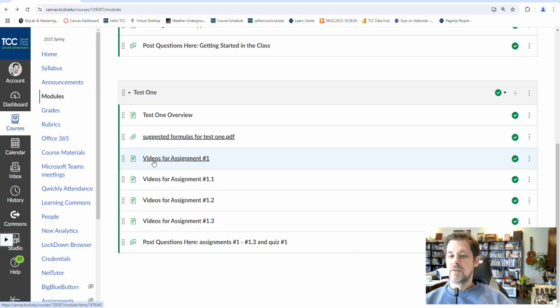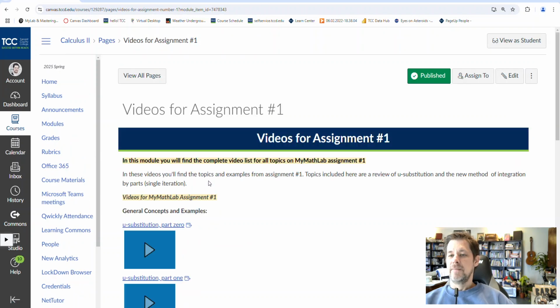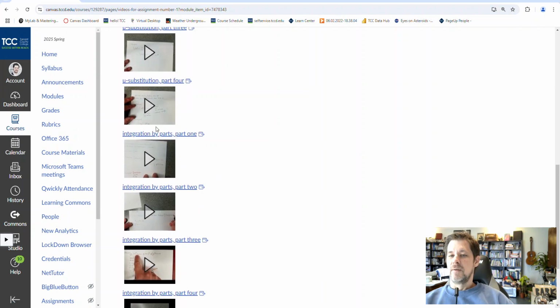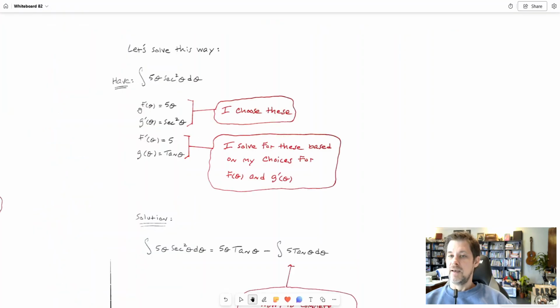I don't want to go into it too much right now because if you look under videos for assignment 1, in my first video on integration by parts, which you see right here, I explain a simple strategy for choosing what is f and what is g prime when you use integration by parts. So here's what I chose based on that strategy. F of theta is 5 theta. G prime of theta is secant squared theta. So I chose those.